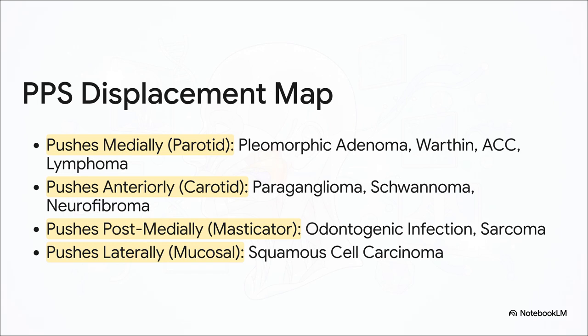Medial push, think parotid tumors. Anterior push, think the carotid space big 3. Posterior medial, go check the teeth. And lateral, look for a mucosal primary cancer. It's that simple. It's that powerful.